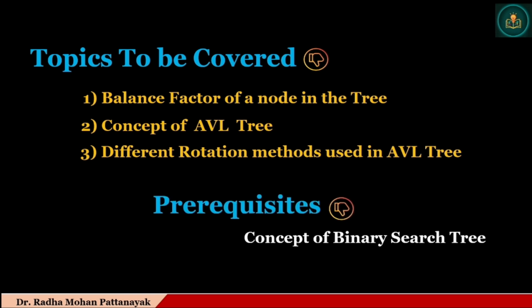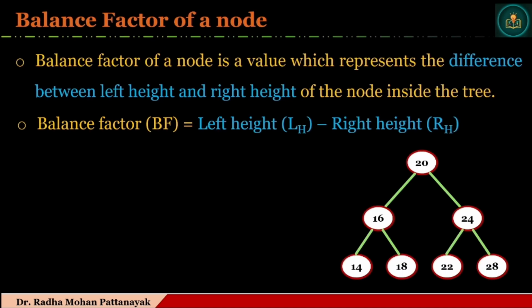The prerequisite for learning this concept is the concept of binary search tree. AVL tree is the extension of binary search tree. So if you know the concept of binary search tree, then you can easily understand this. Let's start the session: how to find out the balance factor of a node inside the tree.